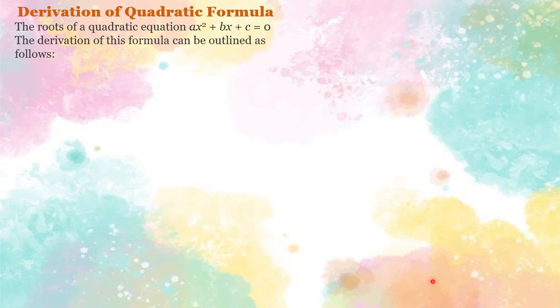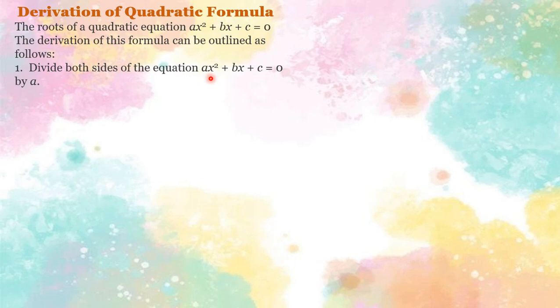So the roots of the quadratic equation we have to find. The equation is ax square plus bx plus c equals 0. The steps for solving the equation: given the equation, we divide the whole equation by the coefficient of x square. So we get x square plus b upon a x plus c upon a equals 0.